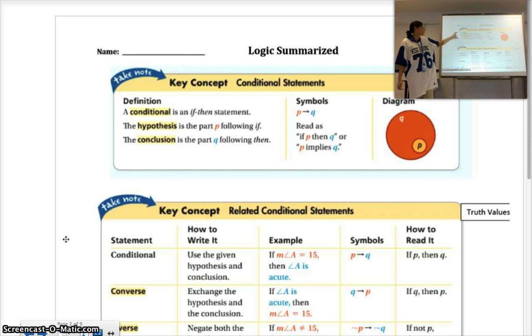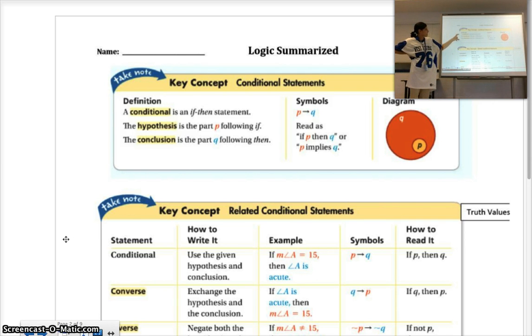Okay. So I have a conditional statement. That's if and then. So if I do well on my test, then I get to go to the mall. That's a conditional statement. If I do well on the test, that has to happen. Then I get to go to the mall and buy cool new shoes like Tags.